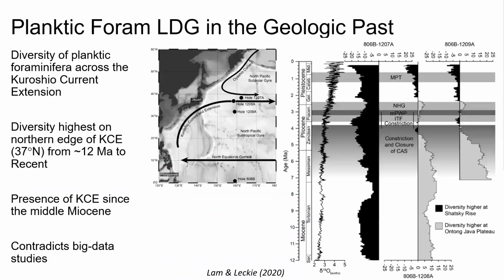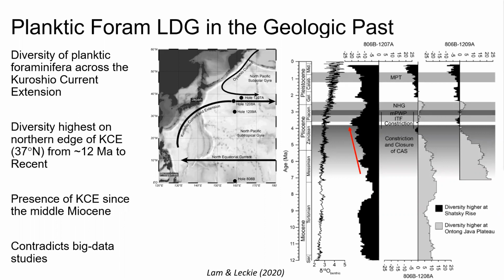Earlier this year, my colleague and I published a paper where I calculated diversity curves at 3 sites across a Kuroshio Current extension, the major subtropical western boundary current in the Northwest Pacific. We found diversity of Foraminifera was highest on the northern edge of the current back to 12 million years ago. Diversity changed in response to major tectonic and climate events. For example, during the final stages of Central American seaway closure, diversity slowly became highest at our northern site.